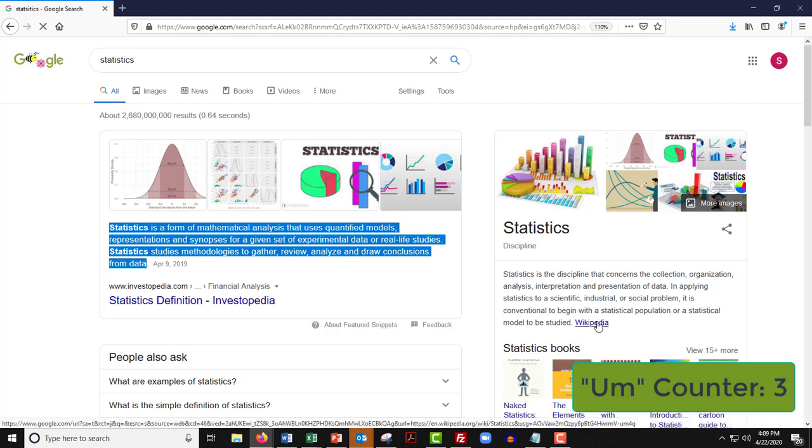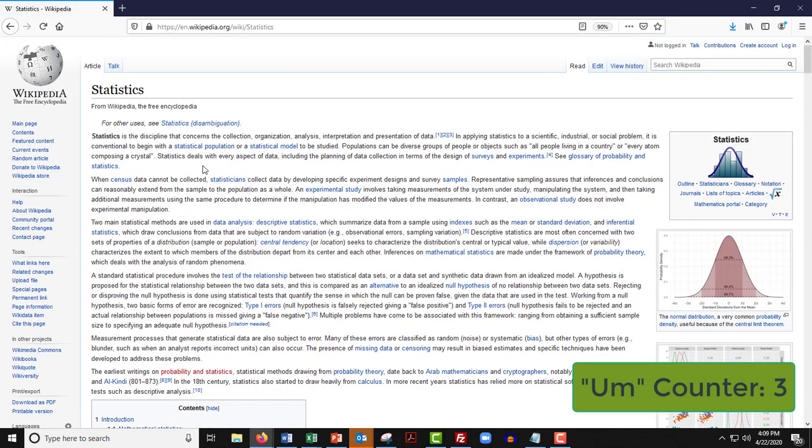Let's look at this Wikipedia entry. Statistics is the discipline that concerns the collection, organization, analysis, interpretation, and presentation of data. Again, it's about drawing conclusions from data, but also adding something else: collecting, organizing, and presenting. I would actually group those three things, collection, organization, and presentation, as one thing, and then analysis and interpretation, or both, as another. Okay. Good.